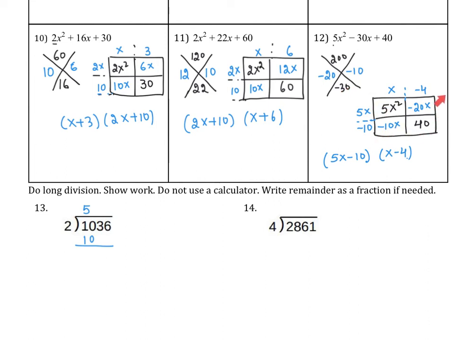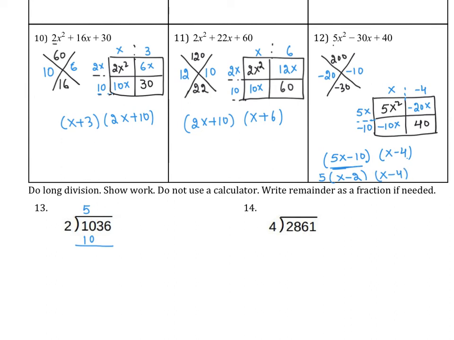Make a box, and the first number goes here, the last here. These two go in these places in any order. So the two factors you got are x minus 4 and 5x minus 10. Now you can find the factors by taking the GCF of this factor, that is 5 outside. You get 5 times x minus 2 times x minus 4.